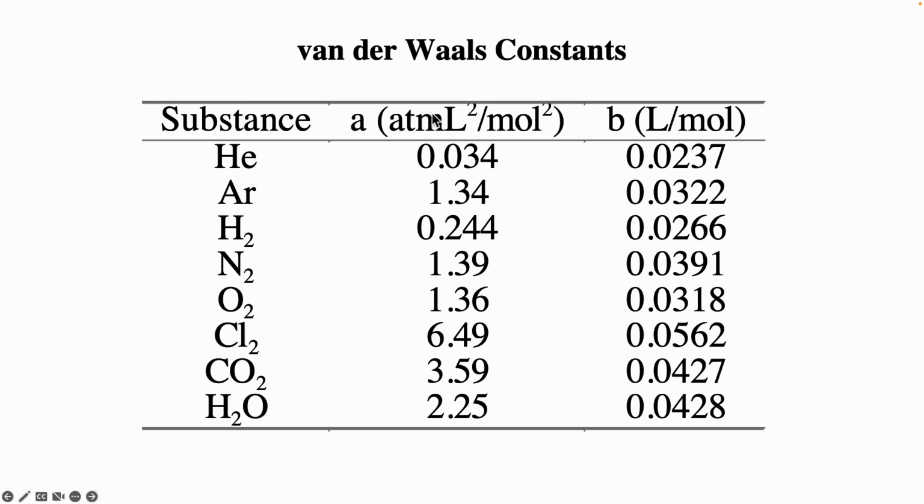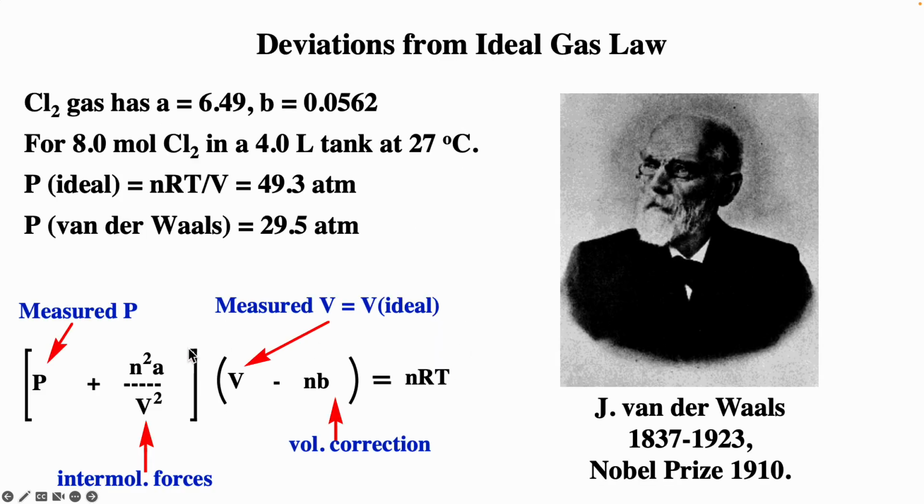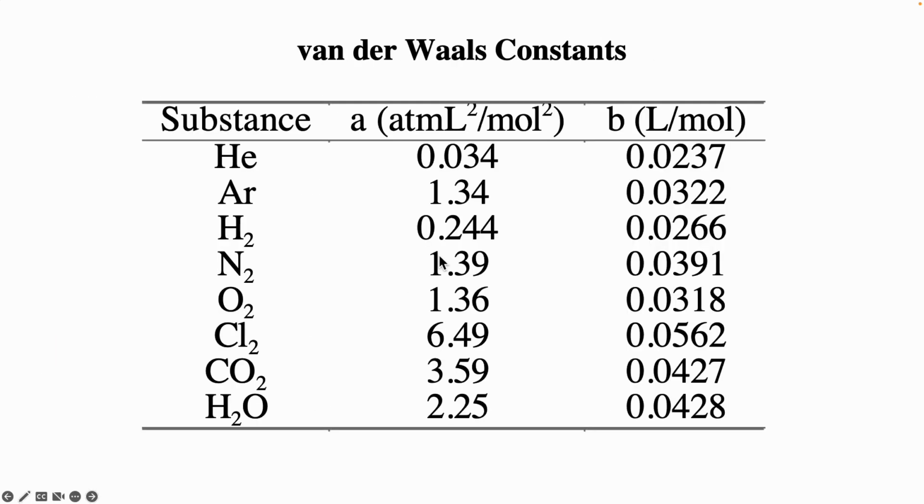Now again, the van der Waals constants a and b differ for each gas. And so helium, here are your values, argon, hydrogen, nitrogen. You notice that as you get bigger and stronger intermolecular forces, these get bigger. If this was ideal behavior, that would correspond to a being 0 and b being 0. It would correspond to those correction terms being 0. And so the farther away from 0 for a and b, the less ideal the gas is.